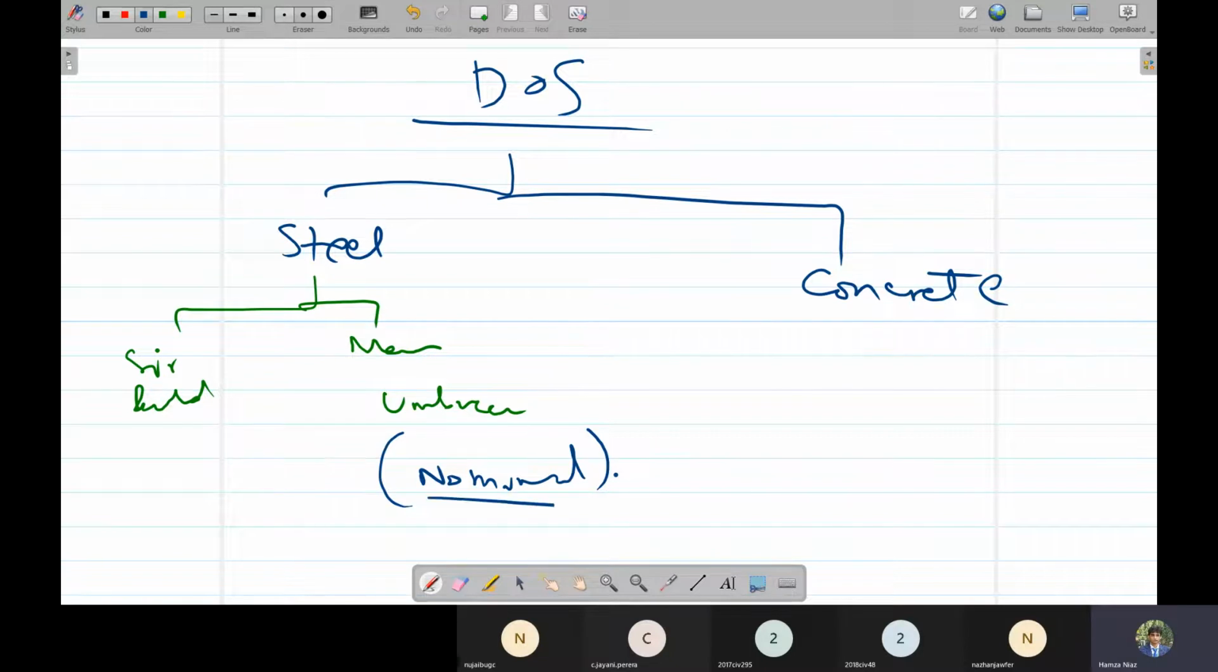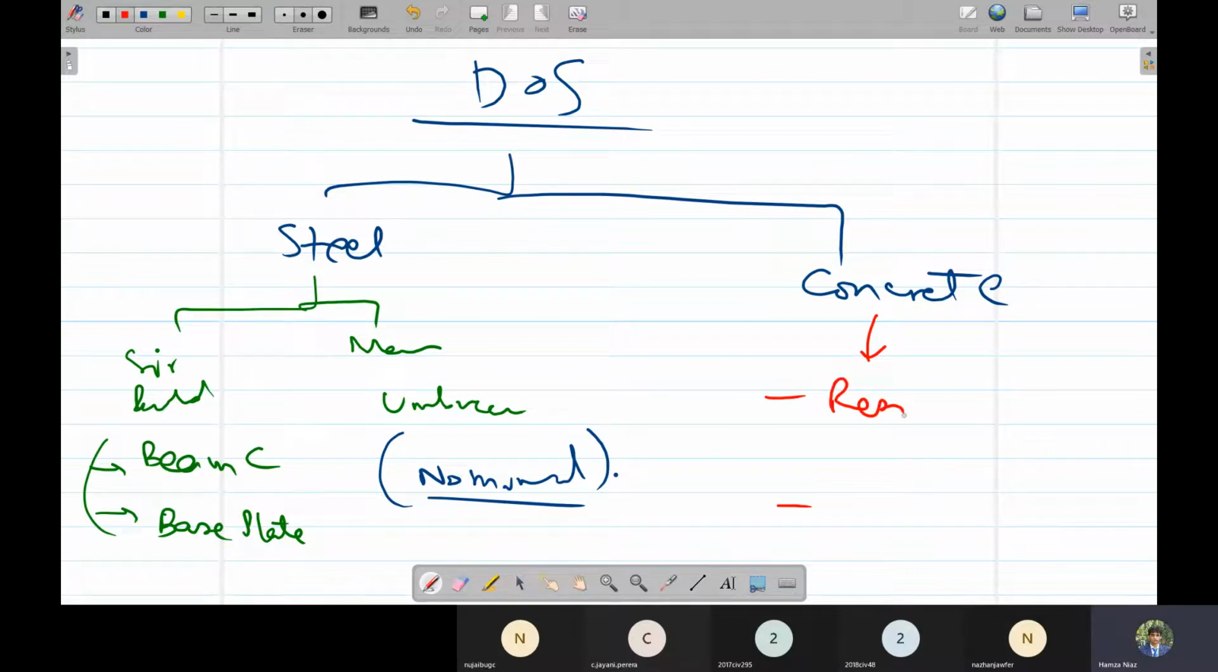For mid parts there is no numerical in the membrane part, but there are two major topics from Sir Rashid. The first one is beam column, and the second one is base plate. We'll try to go through these two topics, and if we have time, we'll try to cover the concrete part also. In the concrete part we have two major portions: first is residential building, and the second is industrial or commercial building.